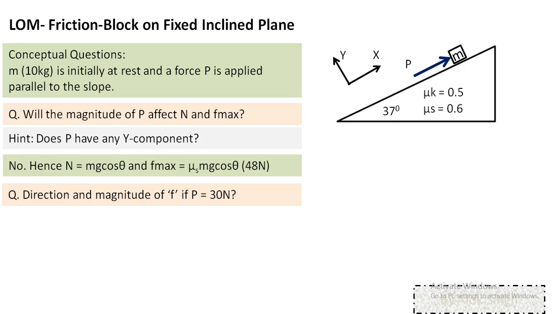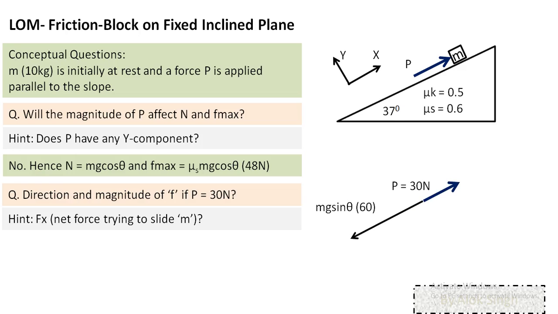Can we answer this question without any pen or pencil? What is the hint? Let's think of what is the force which is trying to move the block along the slope. Basically, we are looking at the free body diagram only along the x direction. There are only two forces other than friction: mg sin theta, 60 Newton downwards, and P force, 30 Newton upwards.